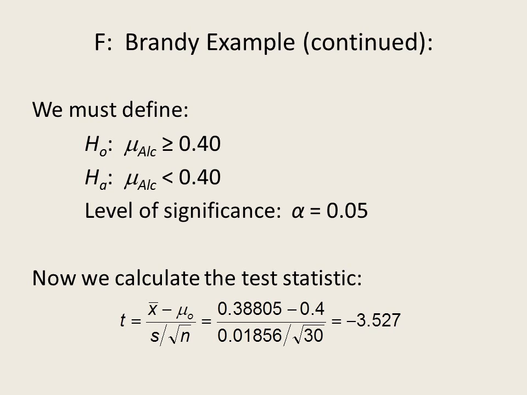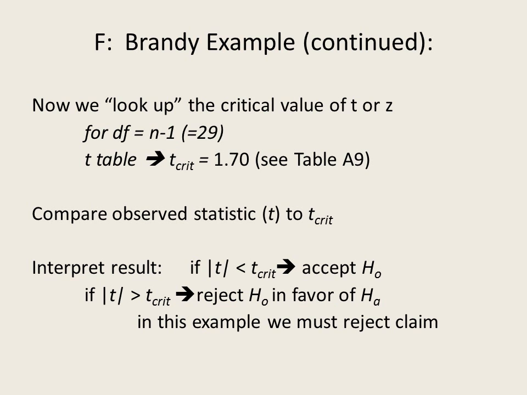We compare this test statistic to the critical value of t. We get this from the t table. So we look up the critical value of t, or z, but in our case we're going to be using the t table. And here the number of degrees of freedom is n minus 1, or number of observations minus 1. So we had 30 observations, so we have 29 degrees of freedom. We look up the critical value, and it's 1.7.